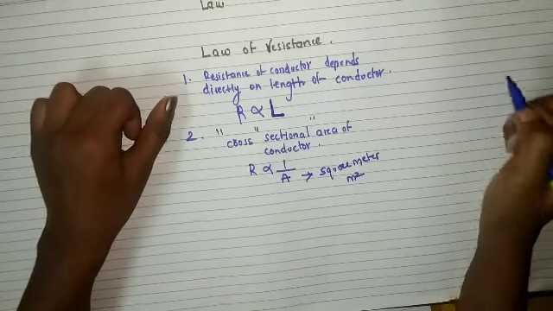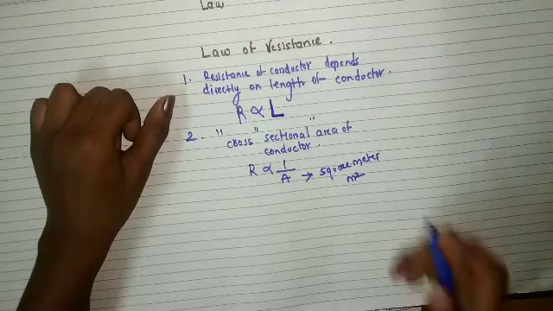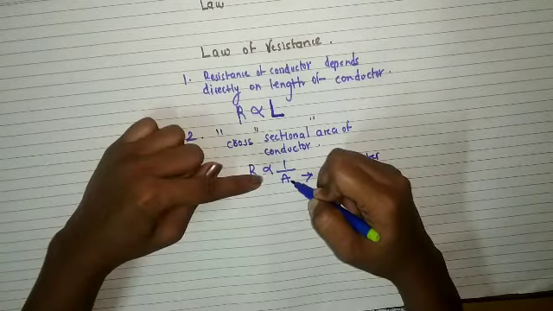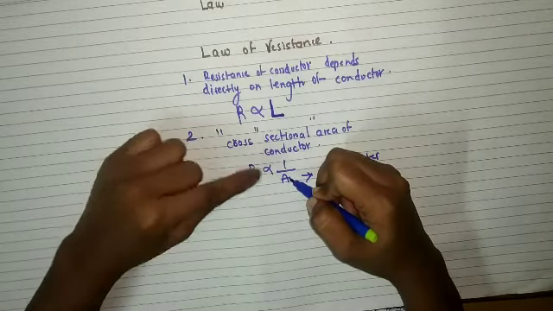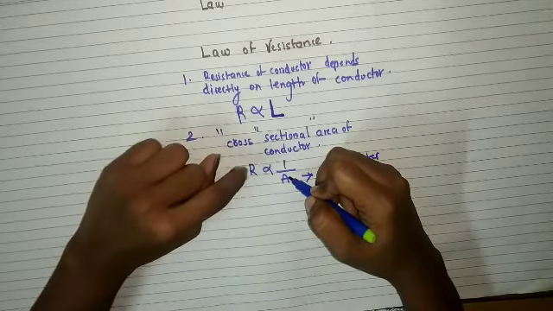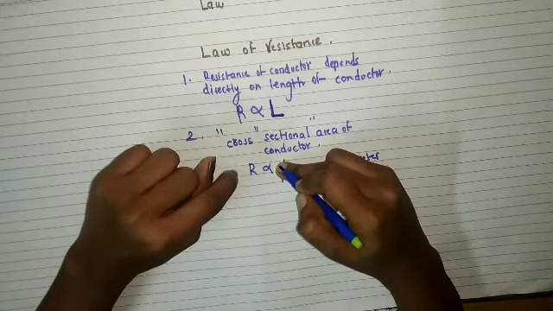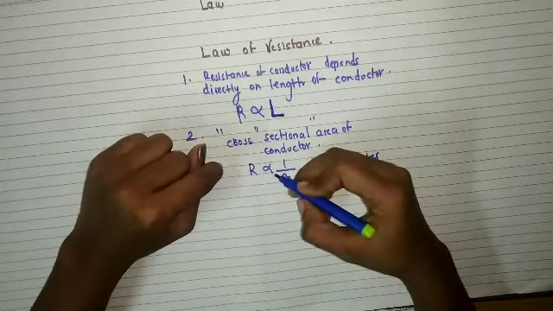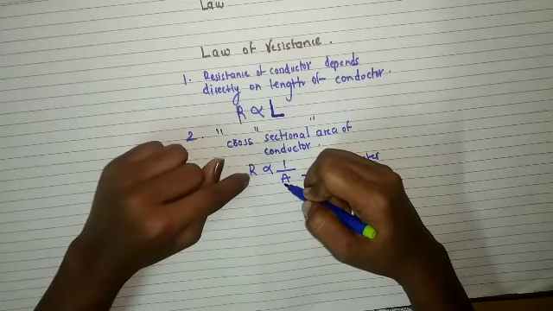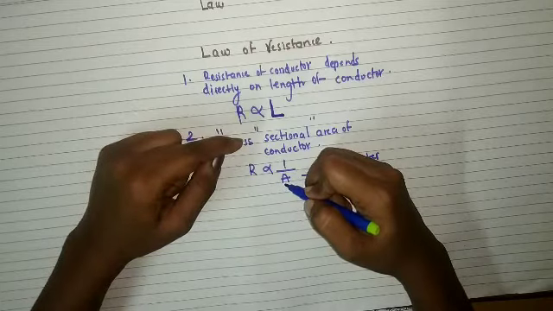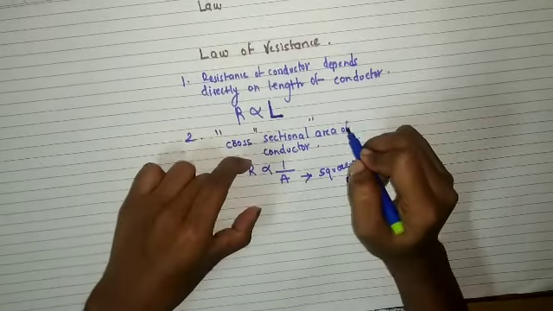So if the cross sectional area is made twice, then the value of resistance becomes half. Why? Because these are inversely proportional. So if the cross sectional area is made half, then the resistance value becomes 2 times the previous value. So this is inversely proportional.